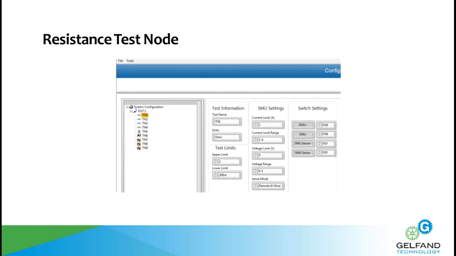Then, last but not least, I have my switch settings. I have a switch mapping algorithm. The DUT has two different connectors, connector P1 and connector P2. Each connector has four types of pins, and so I have the ability to map it and tell it which pins are being used for a particular test.